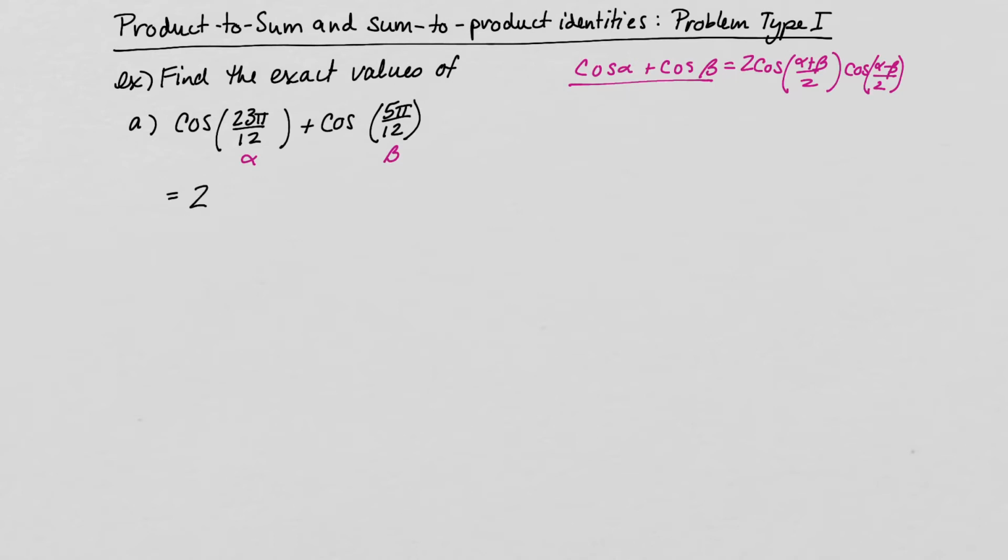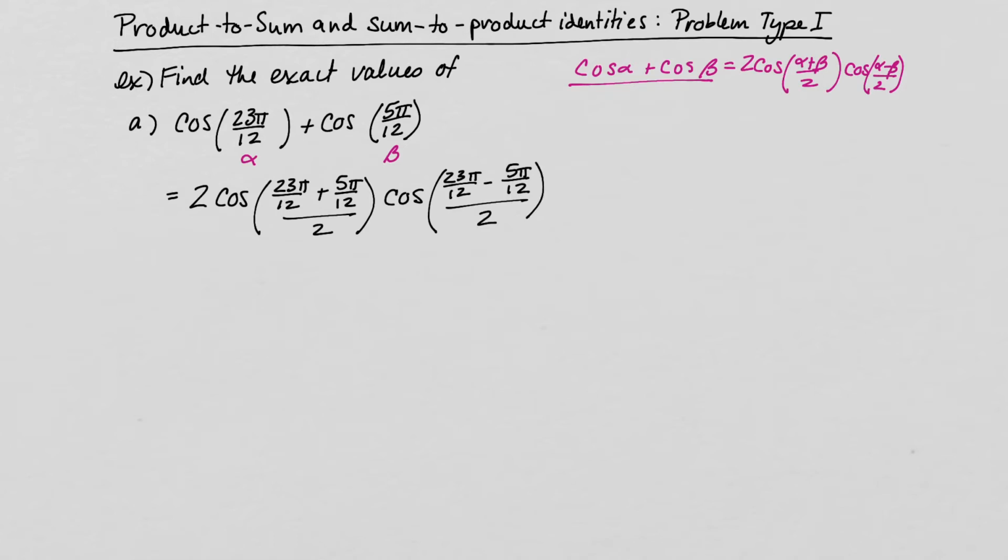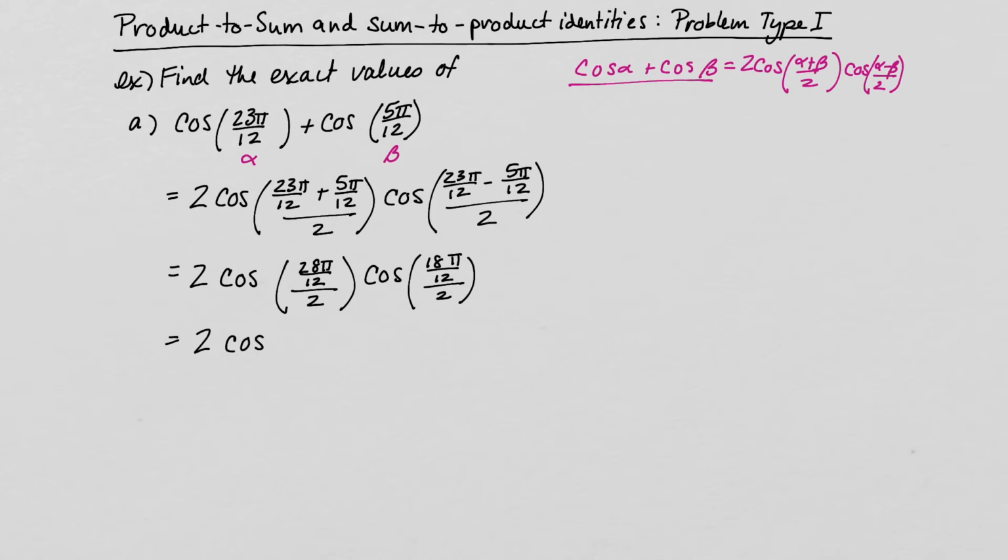So it's going to end up being 2 cosine, so alpha plus beta over 2. So 23 pi over 12 plus 5 pi over 12 all over 2. And then cosine of 23 pi over 12 minus 5 pi over 12 all over 2. And so we have 2 cosine. The top part here, we end up with 28 pi over 12 all over 2, cosine, and then 23 minus 5 would give us 18 pi over 12 all over 2. And I can reduce 28 pi over 12. So we're going to have 2 cosine of 7 pi over 3 all over 2.